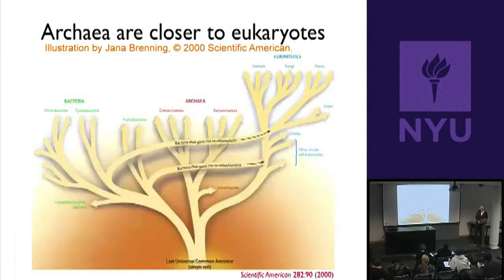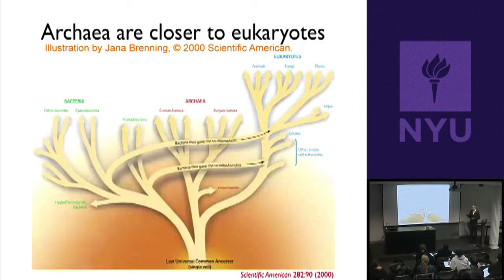And it looks like this. This and a bunch of slides in this lecture are from this required reading article from Scientific American. And so we have these three major branches of life: the bacteria, the Archaea, and the eukaryotes. And it turns out that Archaea are actually more closely related to us than they are to bacteria.